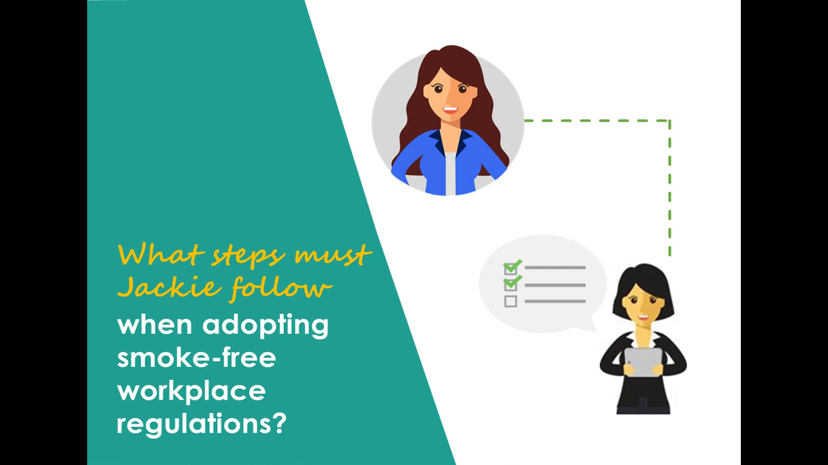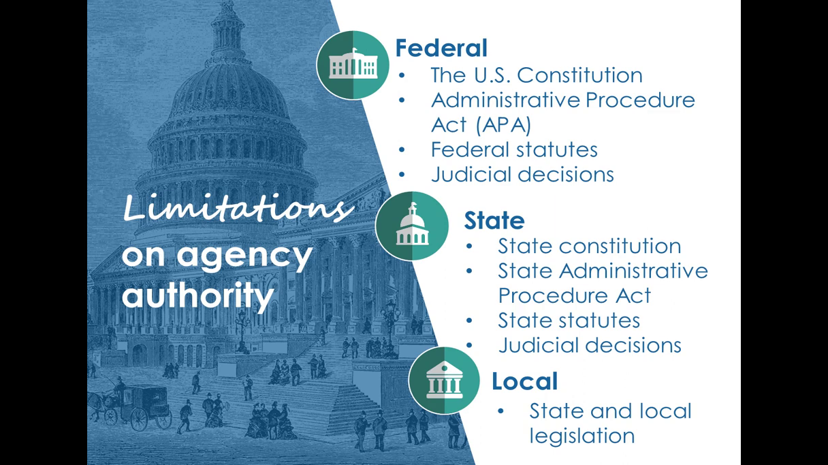So, assuming that Jackie's health department has the authority to adopt smoke-free workplace regulations, Jackie will need to consult with her legal team to determine what steps she must follow. And of course, this is exactly where an understanding of administrative law is particularly important to Jackie in her endeavor. So generally, there are three basic rulemaking procedures that administrative agencies must follow at the federal, state, and in some cases, the local level. These are the laws that put guardrails or limits on agencies' rulemaking authority.